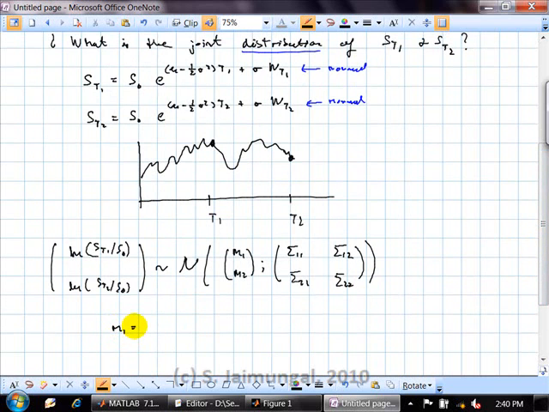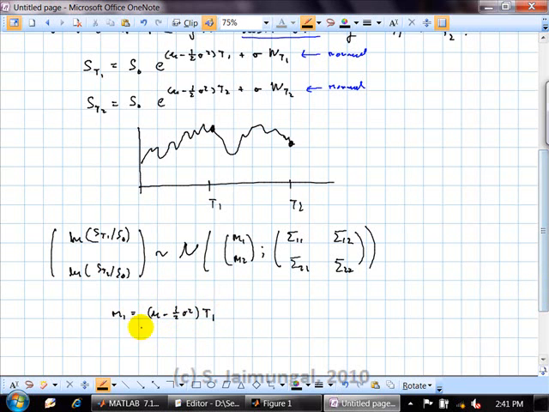Well, the means are trivial here. The mean of the log of that first term is just mu minus a half sigma squared times T1. And the mean for the second process is mu minus a half sigma squared times T2. That's pretty straightforward.